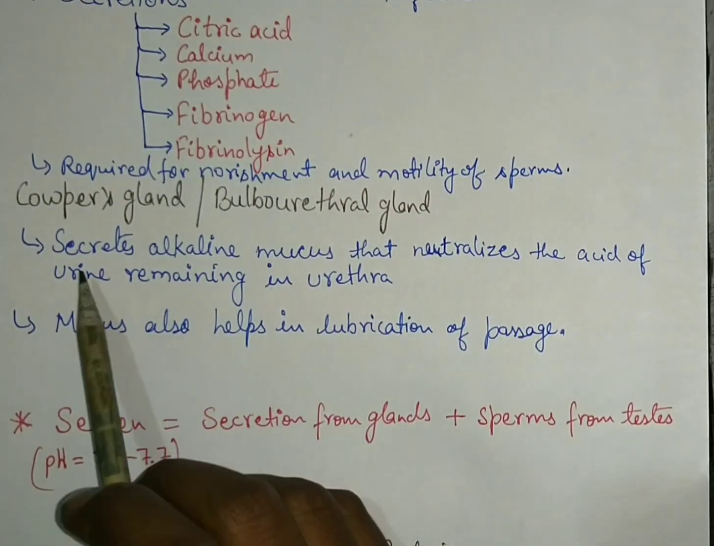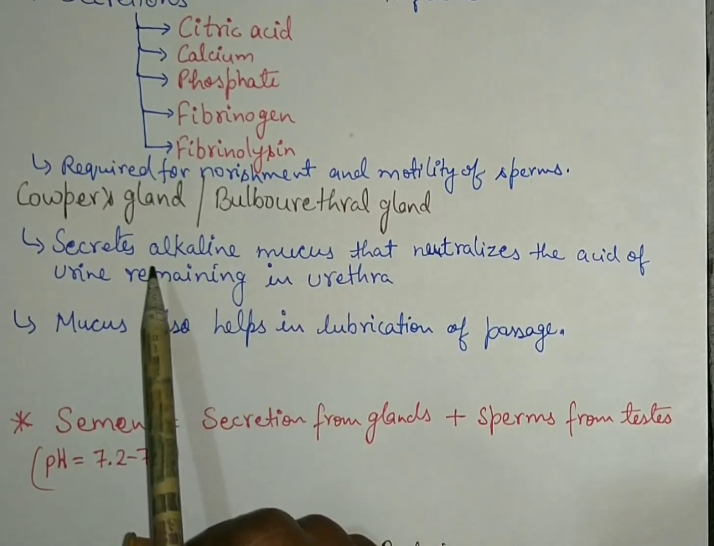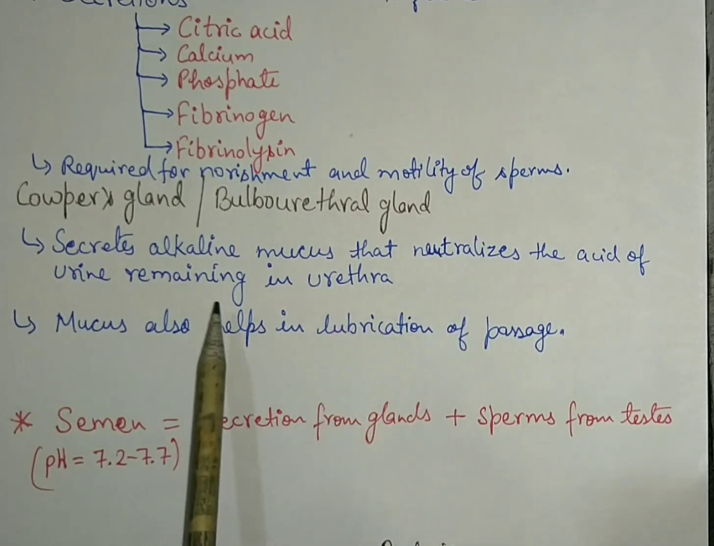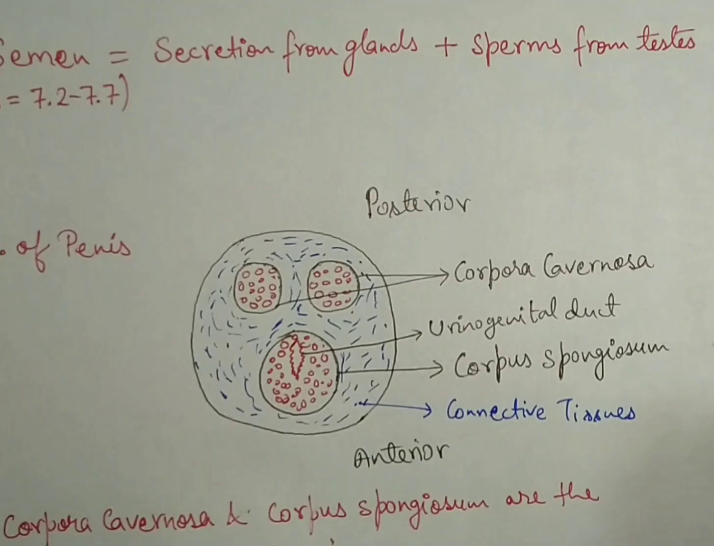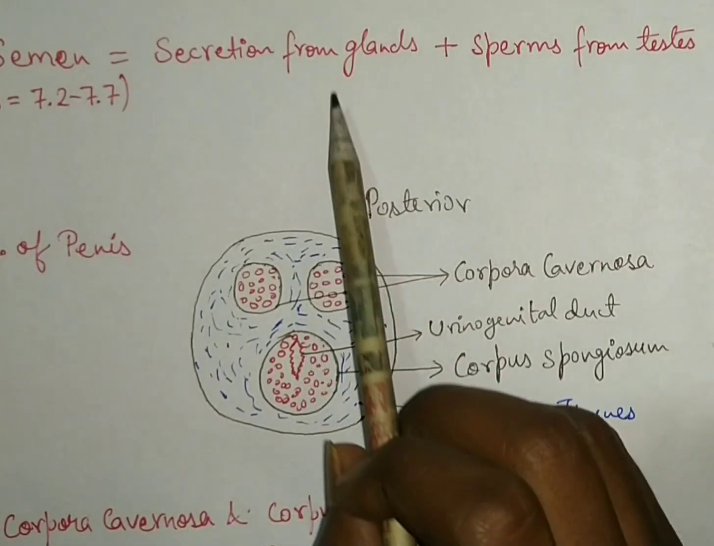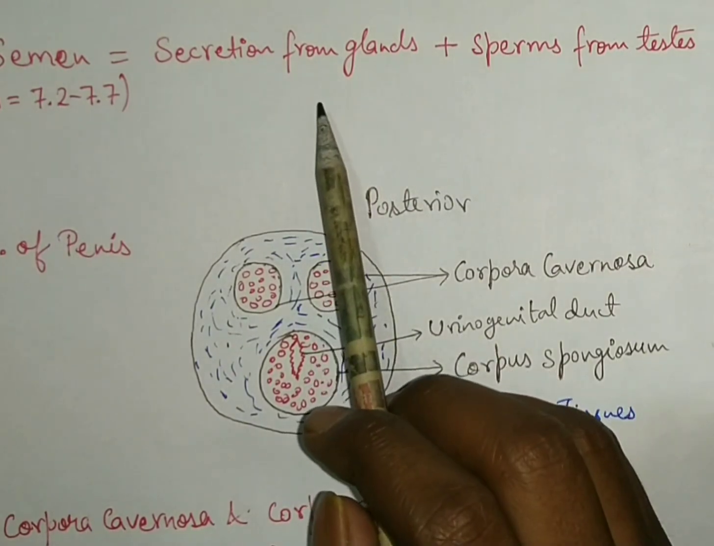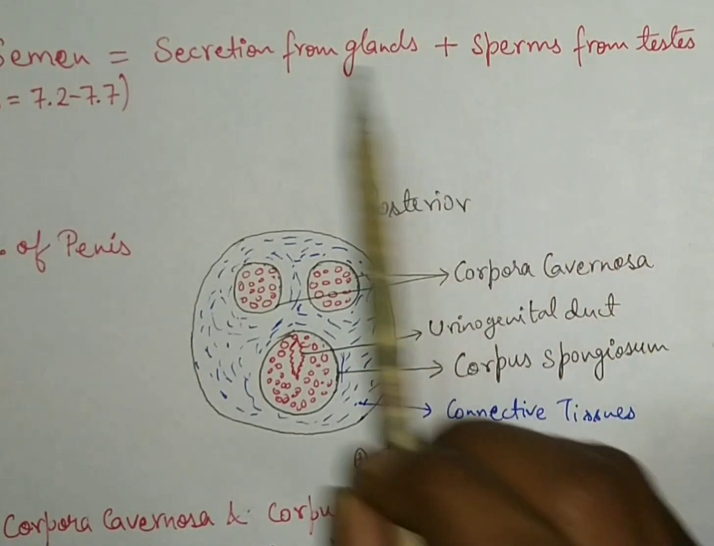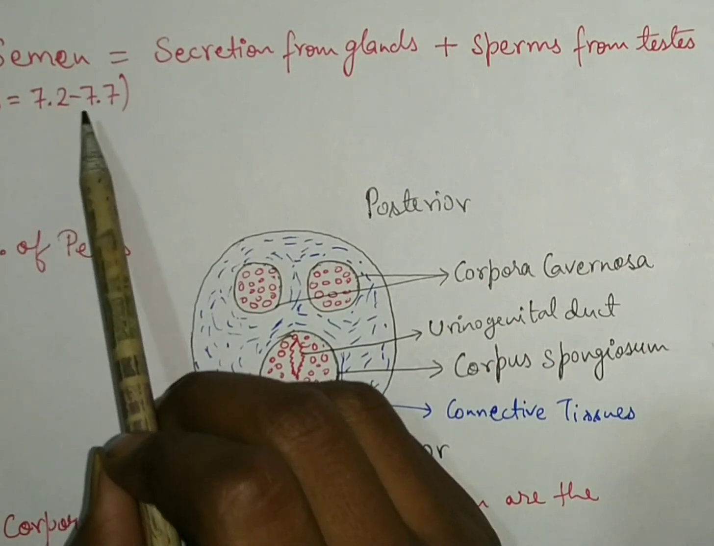Next gland is Cowper's gland or bulbourethral gland. It secretes alkaline mucus that neutralizes the acid of urine remaining in urethra, and this mucus also helps in lubrication of passage. The secretions from glands, that is seminal vesicles, prostate gland and Cowper's gland, plus the sperms from testes are togetherly known as semen, and its pH is 7.2 to 7.7.